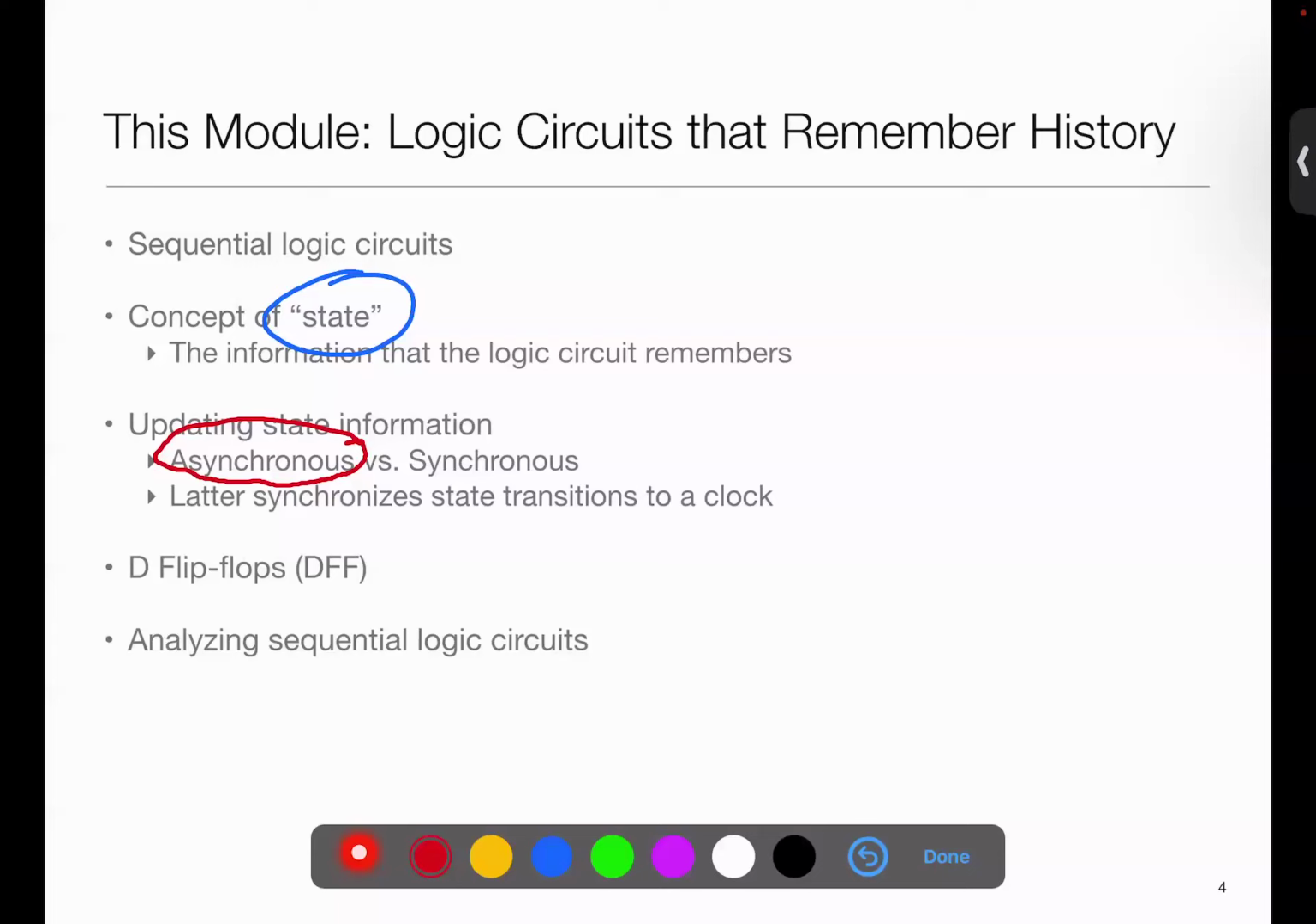But a simpler form is systems that are synchronous. And here the idea is that there is some sort of a periodic signal. We call it a clock. And the memory is updated whenever the clock ticks. This is what the clock in our computer system does. The operation of the system is happening on clock ticks.